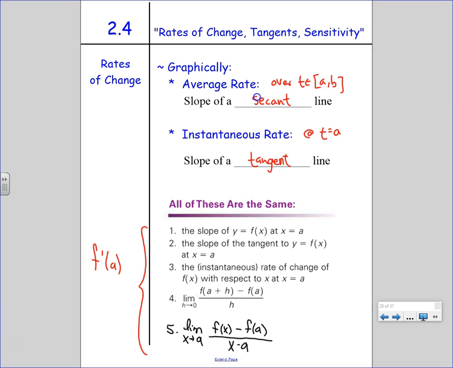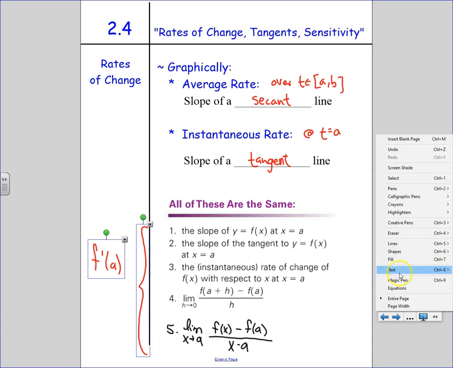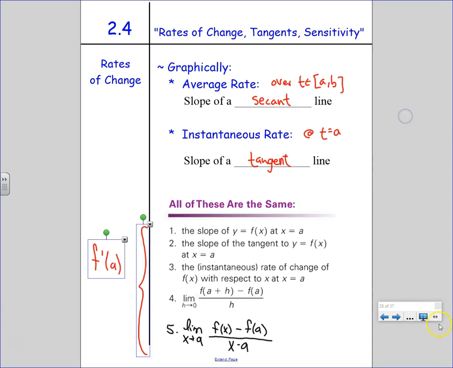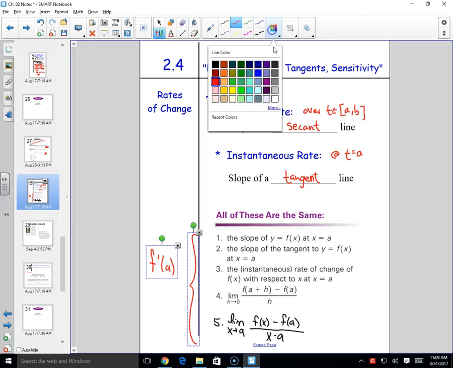Write down what you need. I understand if you don't need it all, but write down what you need. I don't think I want them to be red.